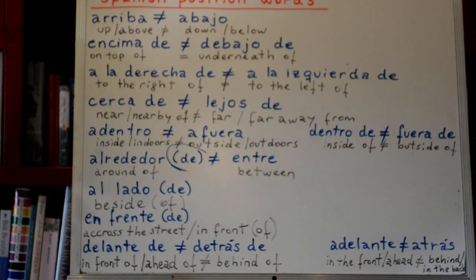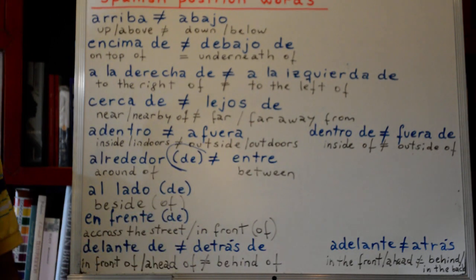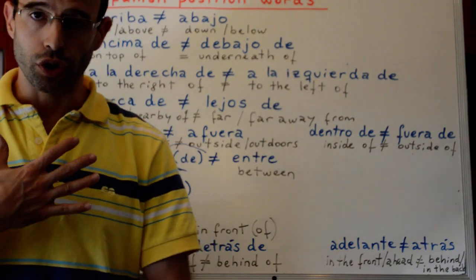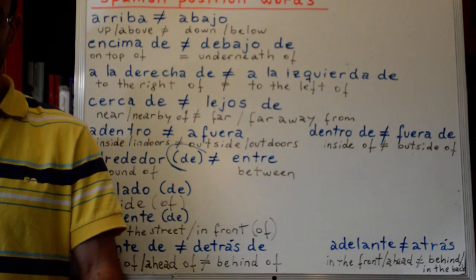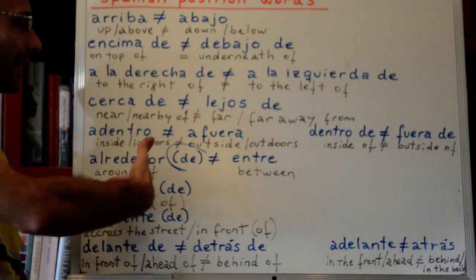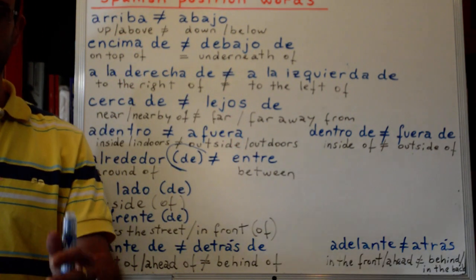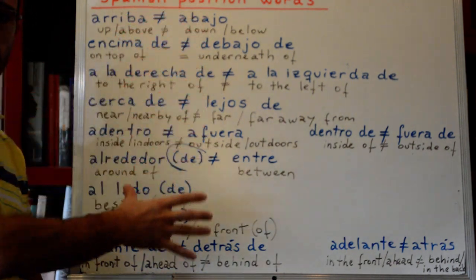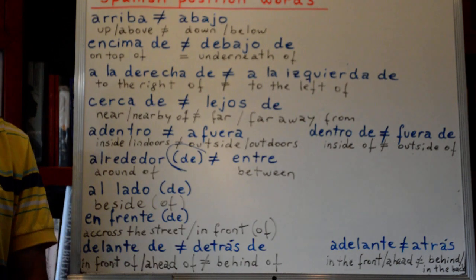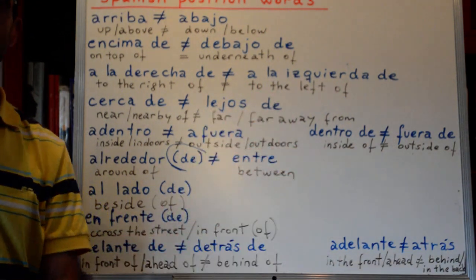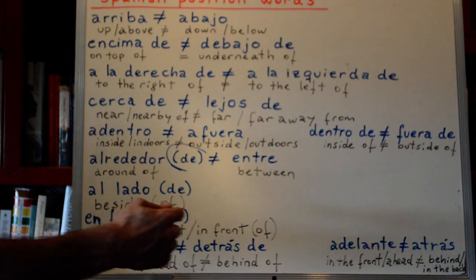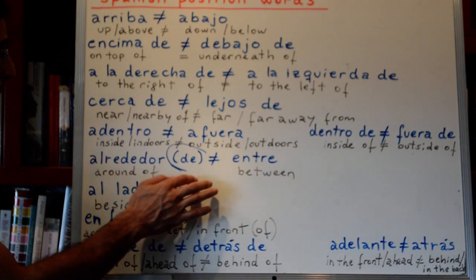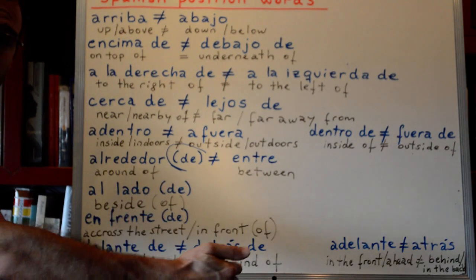Al lado means beside. Al lado de, beside something, okay? So, example. Yo estoy parado, I am standing, al lado de la pizarra. I am standing beside the whiteboard, la pizarra. Yo estoy parado al lado de la pizarra. I am standing beside the whiteboard. Al lado de means beside of something. Yes? Or if we omit de, means that we won't add any additional information.